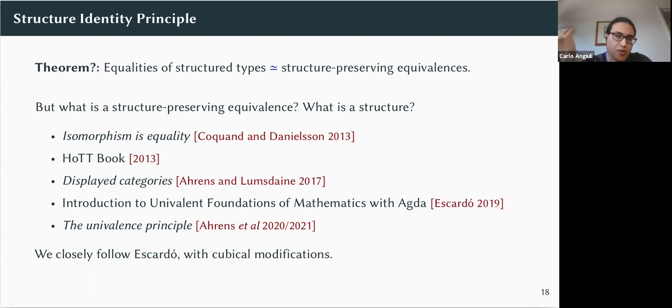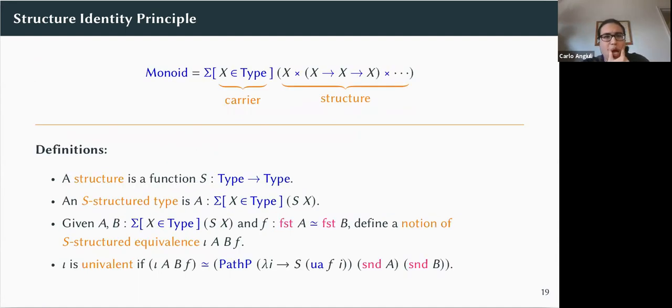But our formalization of the SIP is very close to Martin's. He has some very nice lecture notes, by the way, called Introduction to Univalent Foundations of Mathematics with Agda. I recommend them. Even if you're an expert, you can learn something. So basically, we're doing what he did, but some of the definitions are tweaked so that they work better in the cubical setting.